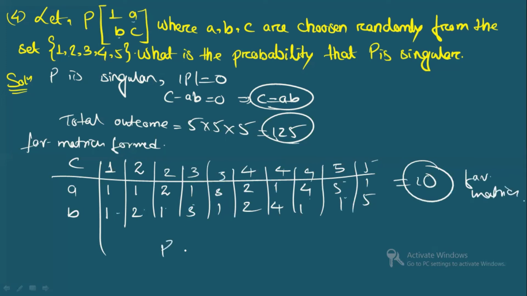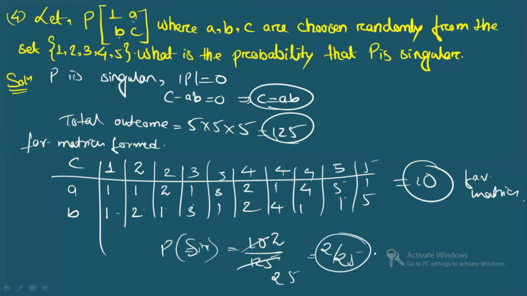So the probability that P is singular is favorable divided by total. So it is 5 twos, and this is 5, 25 times. So it is 2 by 25. So this is how you can calculate. It's not very tough. It's quite easy. Clear? Now let's see the next question.